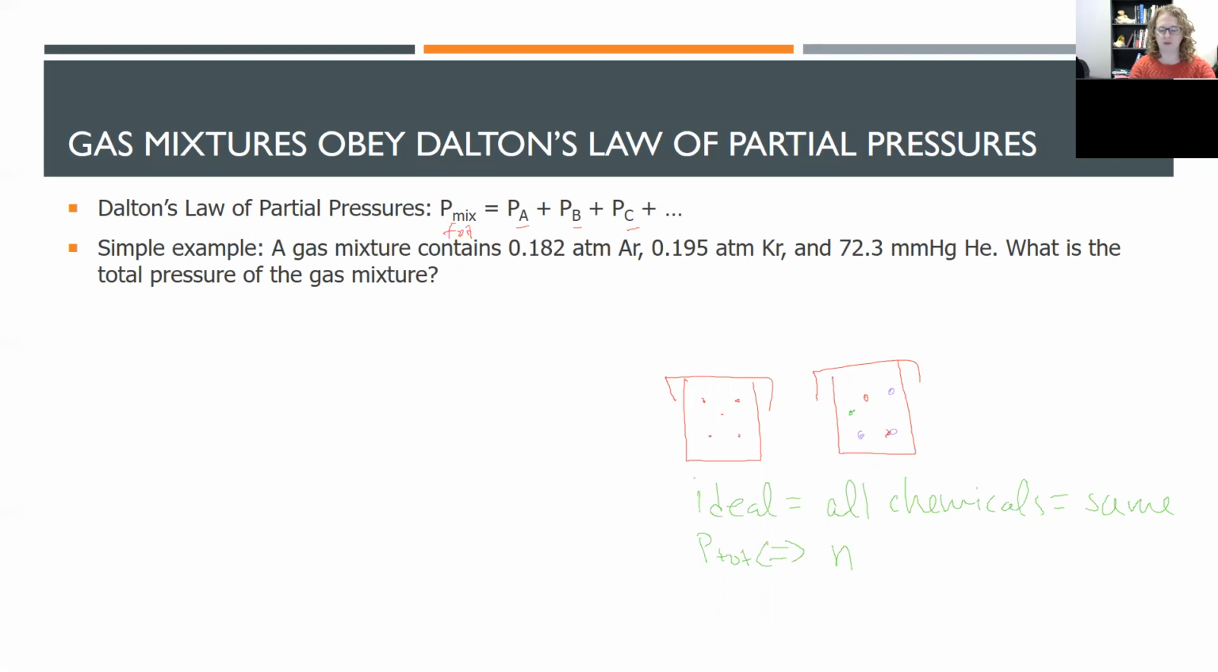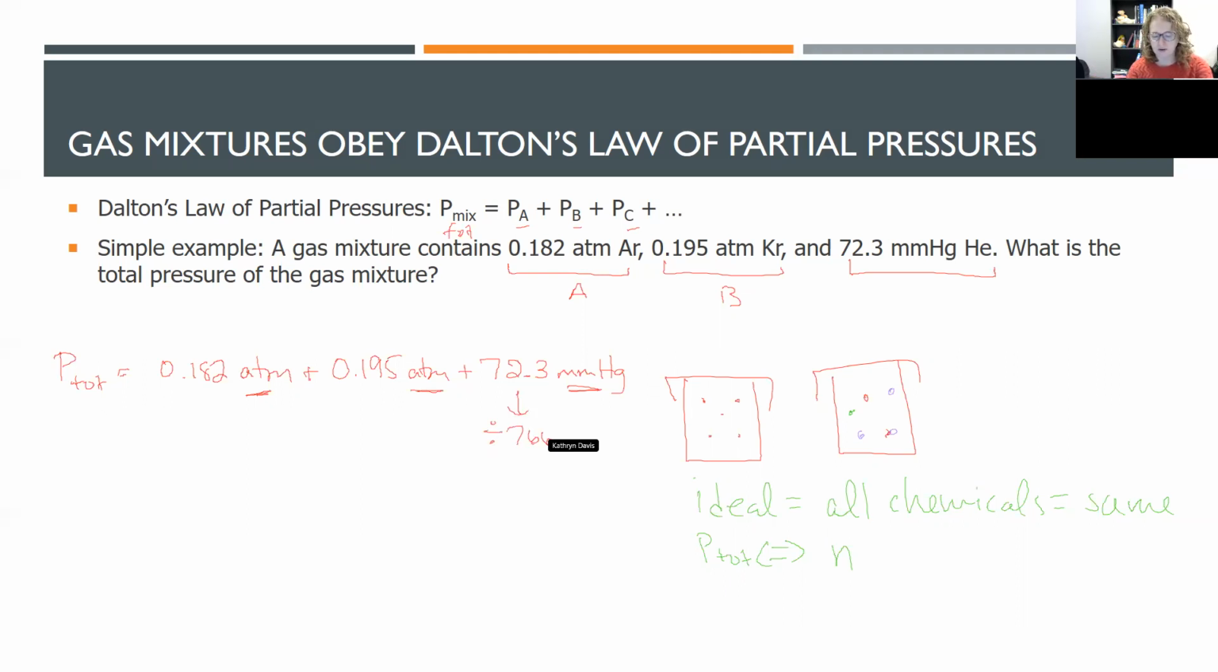First off, if I've got a gas mixture of three things, so this is one component, this is another component, and this is a third component. If I use Dalton's law, I should just be adding them up. P of the mixture should just be 0.182 atmosphere plus 0.195 atmosphere plus, now here's where the problem is. I certainly can't add atmosphere, atmosphere, and millimeters of mercury. That's the only trick to Dalton's law. All the units have to be the same. So I better convert this. I divide by 760 millimeters of mercury in a torr.